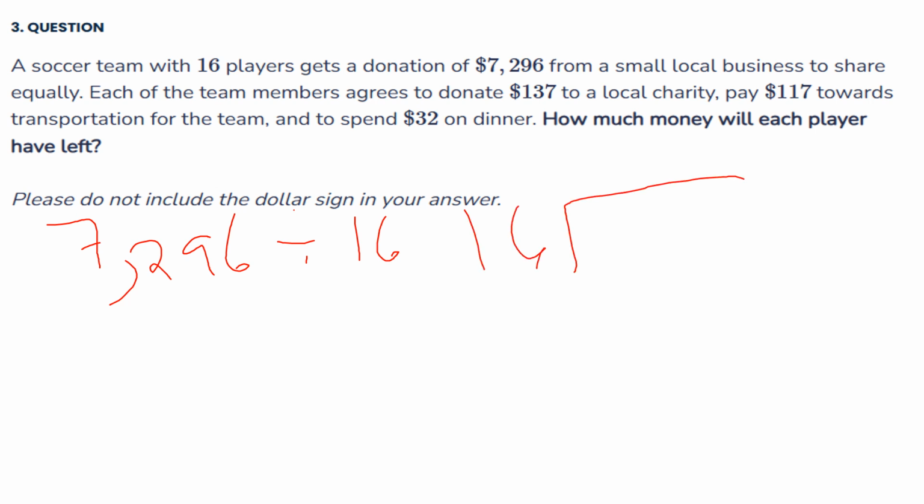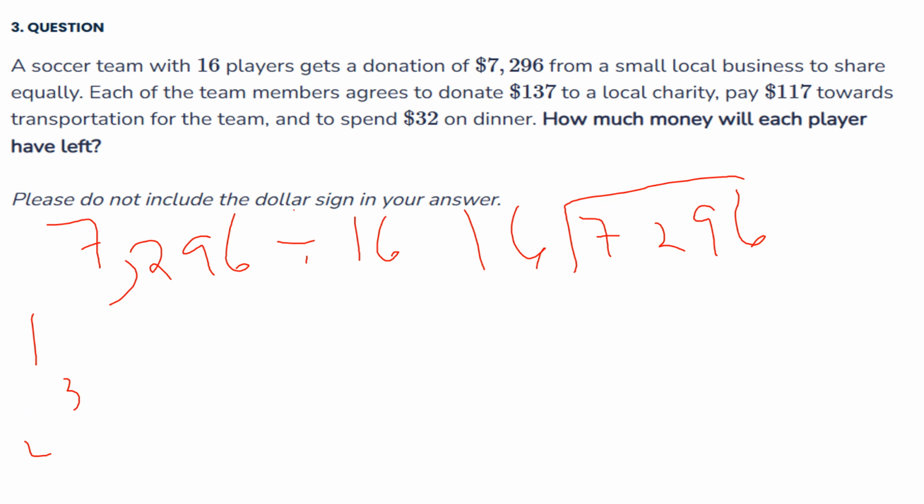16 divided by 7,296. Starting off with the first number, 16 cannot go into 7 evenly. So we move on to the next number. 16 can go into 72. I'm going to get rid of this comment here so it's not as confusing. Let's see, 16 times 3 is 48. No, that number's not large enough. So let's move on to the next number.